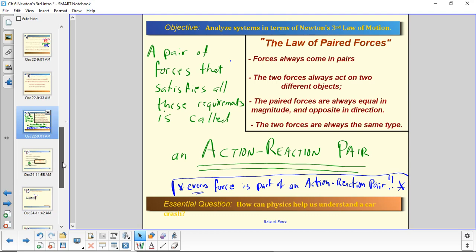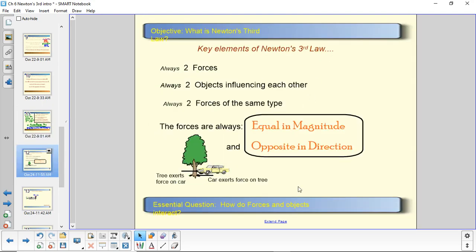Okay, now how can we, let's see, this is another summary of the same thing. You may like this one better. Newton's third law says you always have two forces. The two objects influence each other, and the two forces are of the same type, and the forces are always equal in magnitude and opposite in direction.